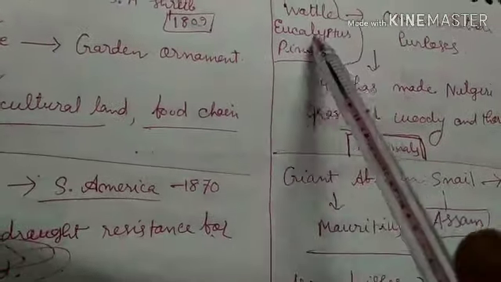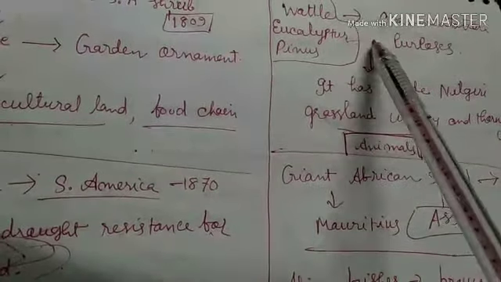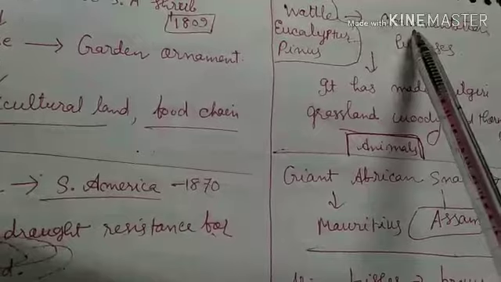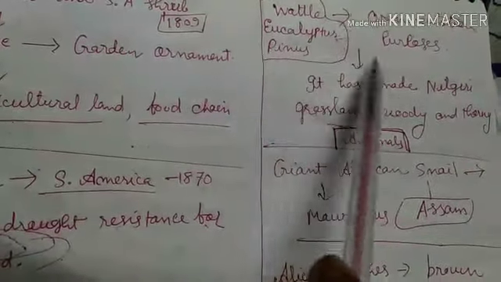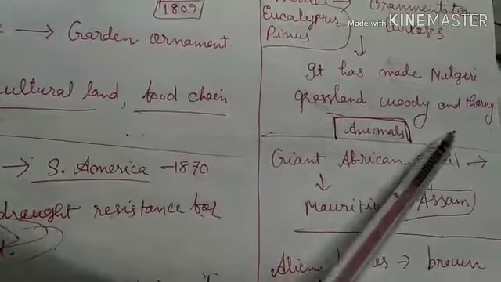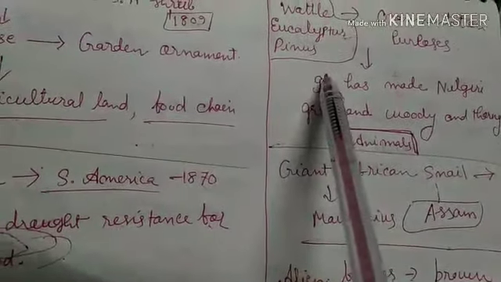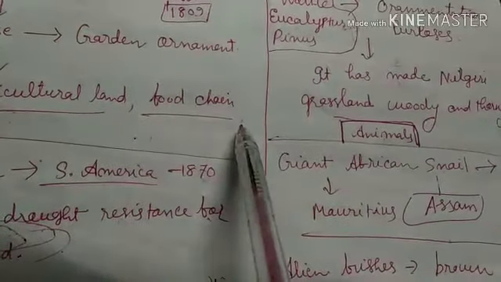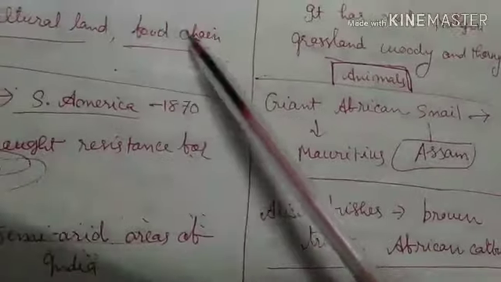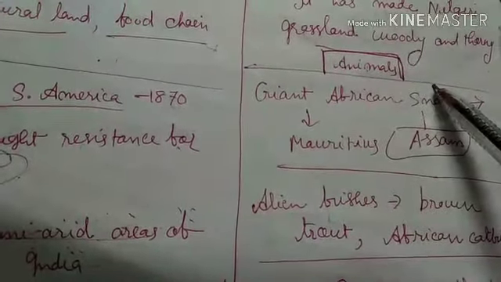For example, eucalyptus has Ayurvedic value, economic value, as well as ornamental value. And eucalyptus, pinus and wattle have made the Nilgiri grassland woody and thorny. They are posing a very great threat and danger to the existing Nilgiri biodiversity in India. Invasive species means not only plants, they equally encompass animals also.